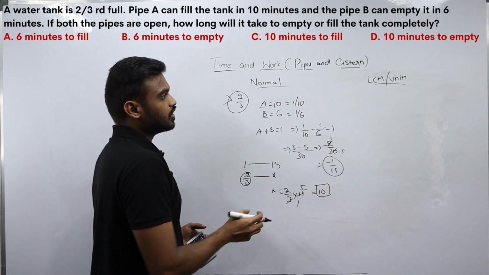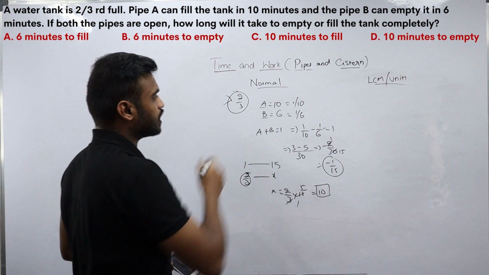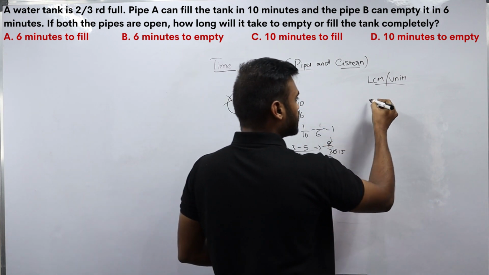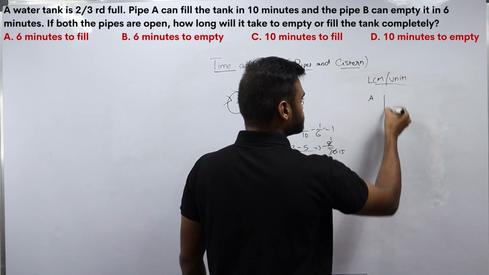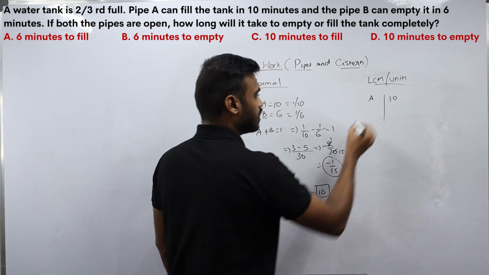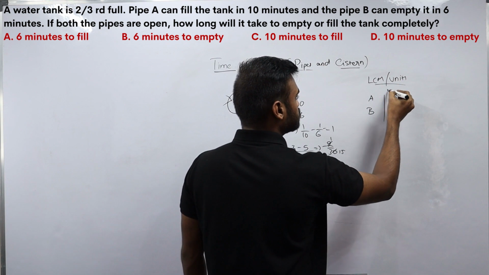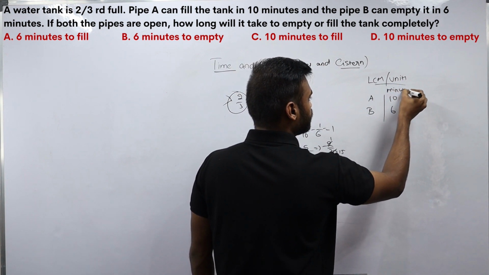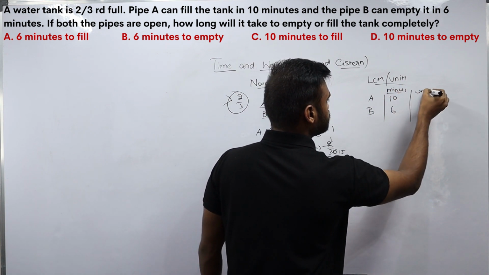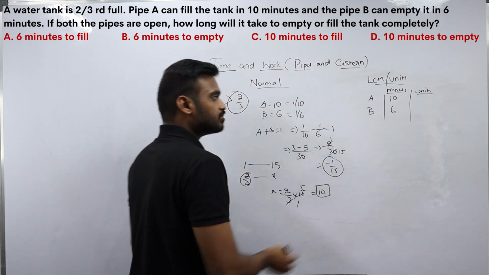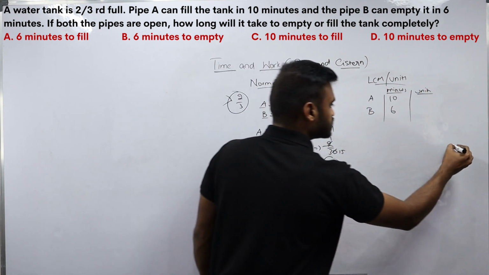Okay, now let's see how the LCM or units method works for the same problem to complete this. Okay, so they are saying A takes 10 minutes to fill the tank and B takes 6 minutes to empty the tank. So here minutes, here units. Okay, so the LCM of 10 and 6 will be 30 units.